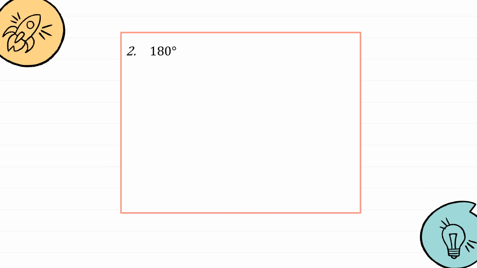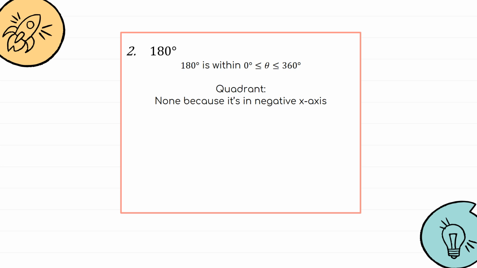For number 2, we have 180 degrees. First of all, nasa range ba yan siya? Definitely, it's within the range 0 to 360 degrees. However, is it located in any of the quadrants? Hindi. It is not located in any of the quadrants. Because 180 degrees is actually located in the x-axis. So let us illustrate it for you. This is your Cartesian plane. X, Y. Yung 180 degrees mo, ito.